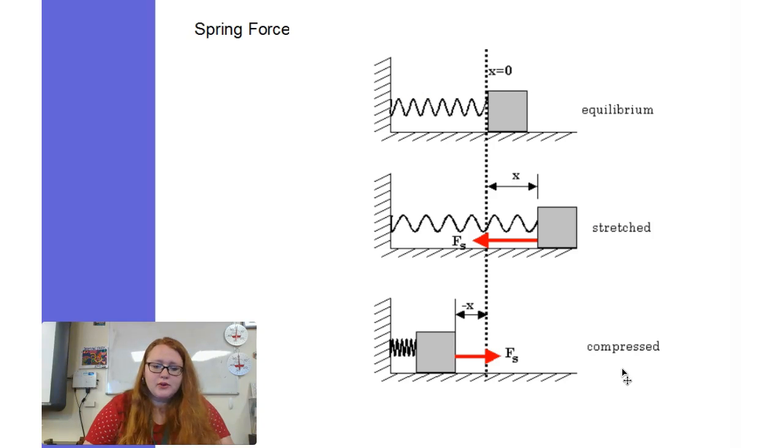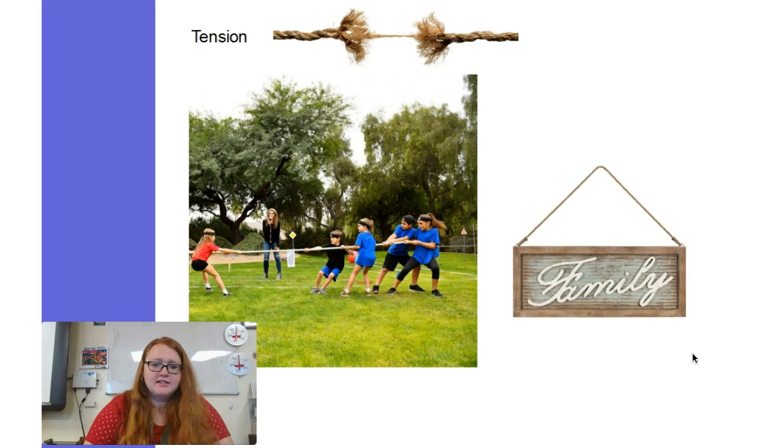Okay, the next force, we won't see this very often, but anytime there is a spring that is stretched or compressed, then you have the spring force. And that is when the spring acts as the agent and the spring actually pushes or pulls on something. In this case, when the spring or when this box is stretched, the spring is trying to pull it back to equilibrium. And in this case, when the spring is compressed, the spring is trying to push it back to equilibrium. The next force is tension.